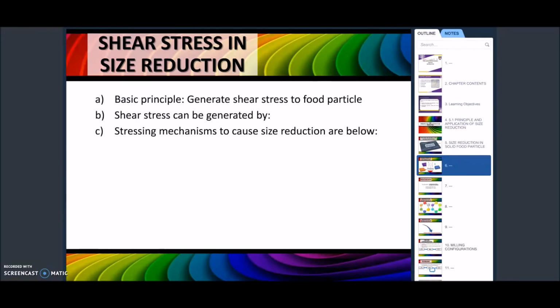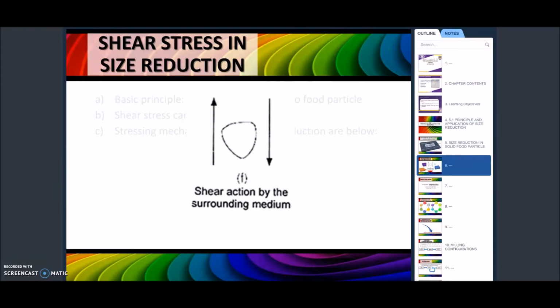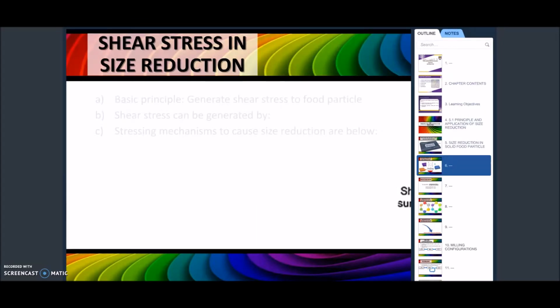Stressing mechanism to cause size reduction are as below: crushing or attrition, shearing, crushing in a particle bed, impact at one solid surface, impact between particles, and finally shear action by the surrounding medium.